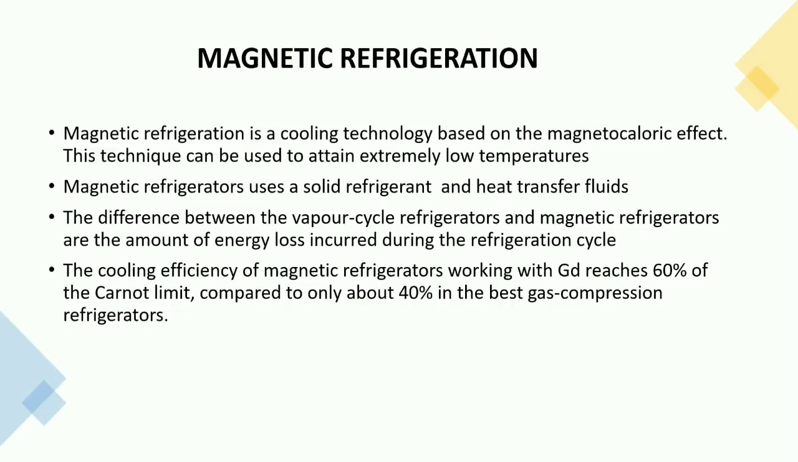Magnetic refrigeration does not use ozone depleting chemicals such as chlorofluorocarbons, hazardous chemicals such as ammonia, or greenhouse gases like hydrochlorofluorocarbons and hydrofluorocarbons. Even now, modern refrigeration systems and air conditioners still use ozone depleting or global warming volatile liquid refrigerants, whereas magnetic refrigerators use a solid refrigerant and heat transfer fluids.